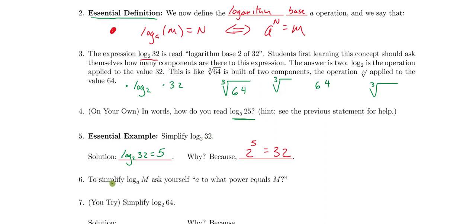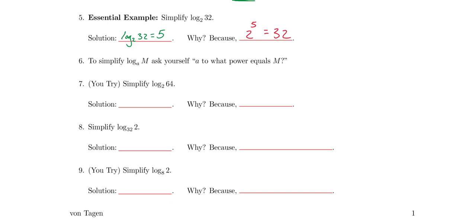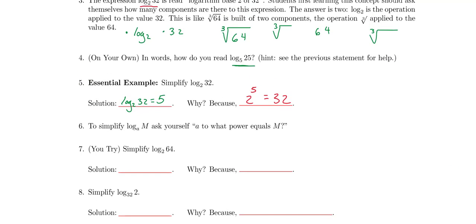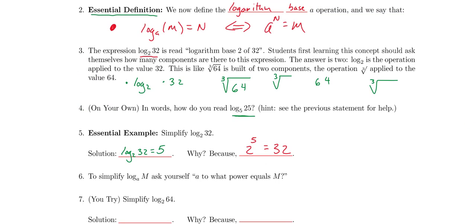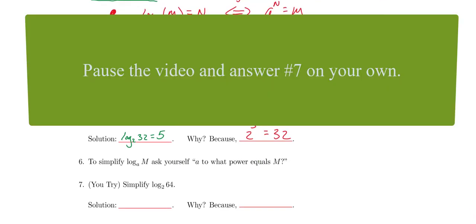So when you read simplify log base a of m, you ask yourself a, because that's the base, a to what power equals m? So what I'd like you to do now is on your own, I want you to simplify the log base 2 of 64 and use 5 as a guide. Use number 4 here, number 3, where is it? It's up a little further. Use number 2 here, your definition. Use number 5 as a guide and practice phrasing it like I said in question 6. So pause the video and I'd like you to do number 7 on your own.